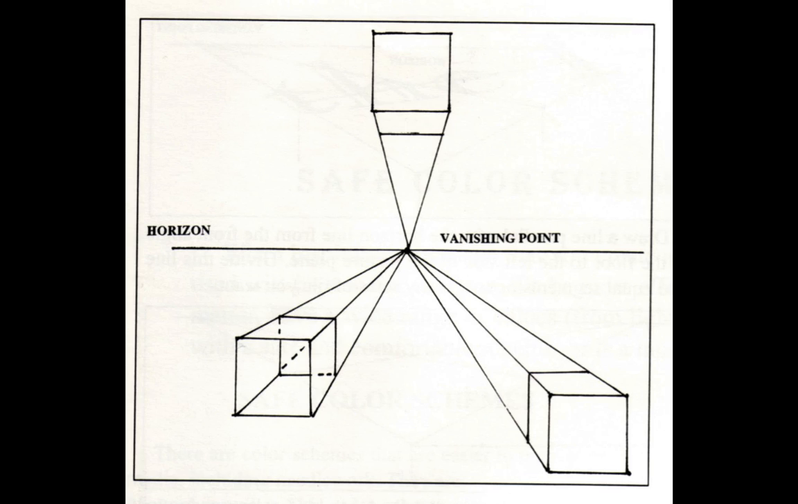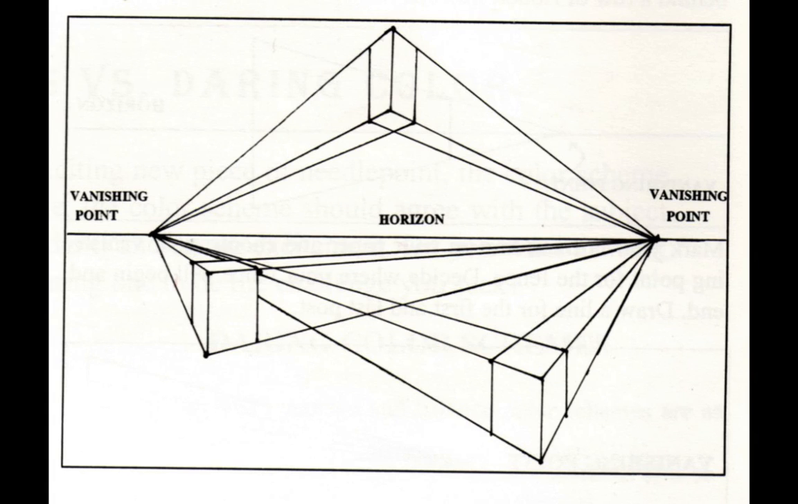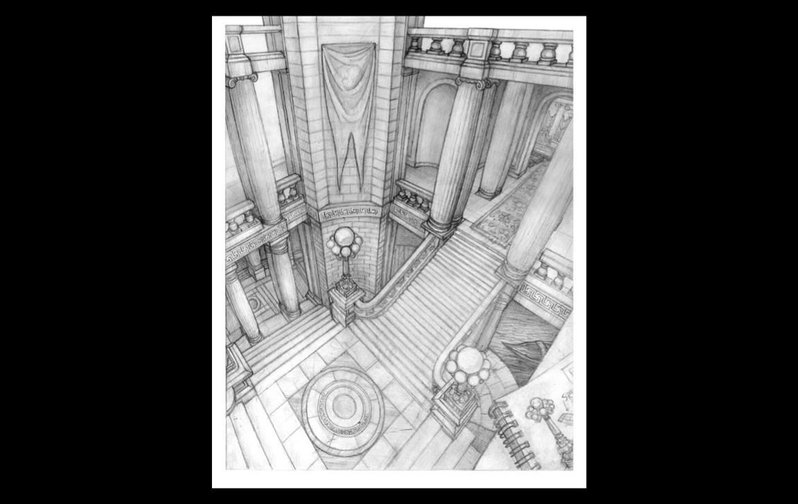This is when we use one vanishing point. All lines will end up there in that point, all parallel lines. Then when we have two vanishing points, we will have a bit more interesting shapes. But there we can have even more vanishing points.